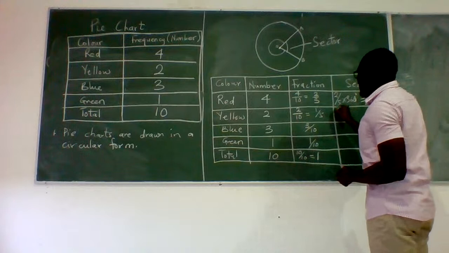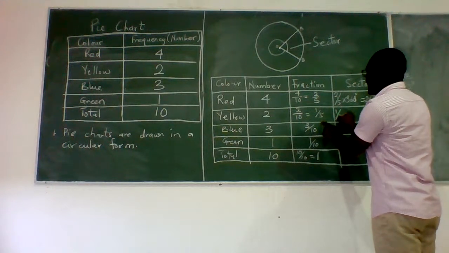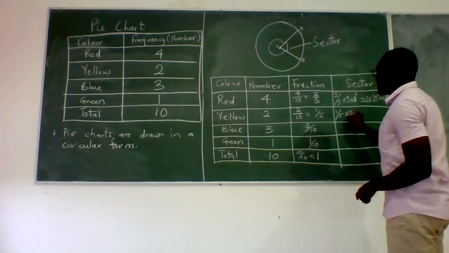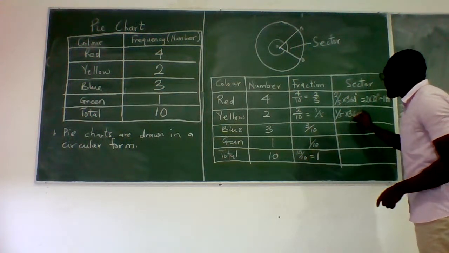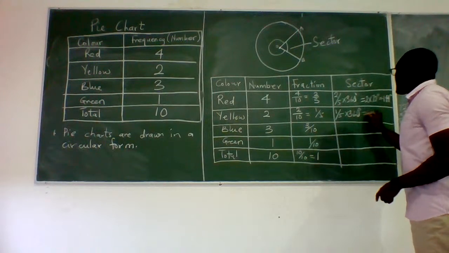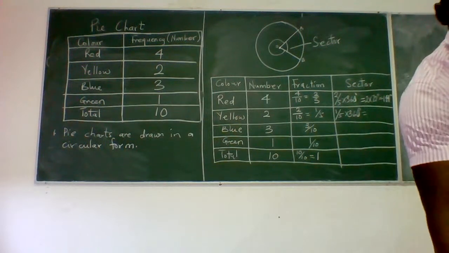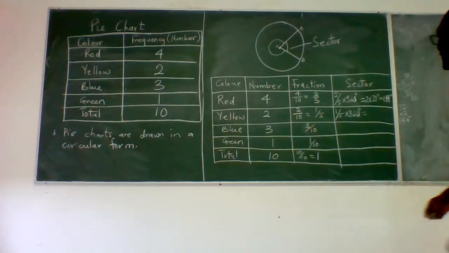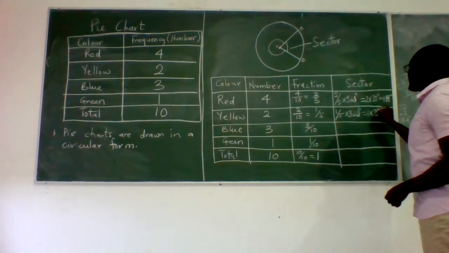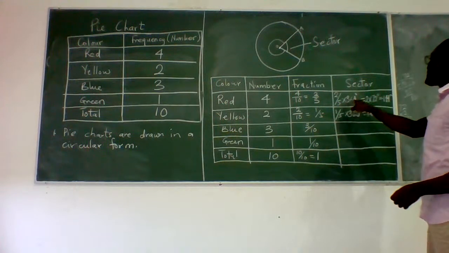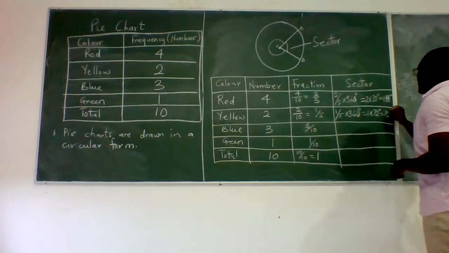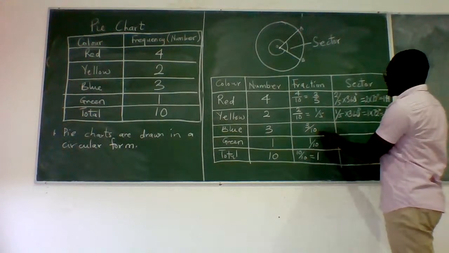That will give us 1 over 5 because that's what we had here. Then we multiply that once again by 360 degrees. And this should give us 1 times 72 degrees because that is what this division gave us. So this should give us 72 degrees. Then we move to the third one.